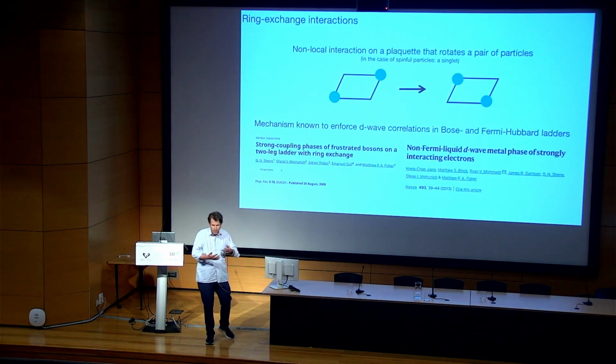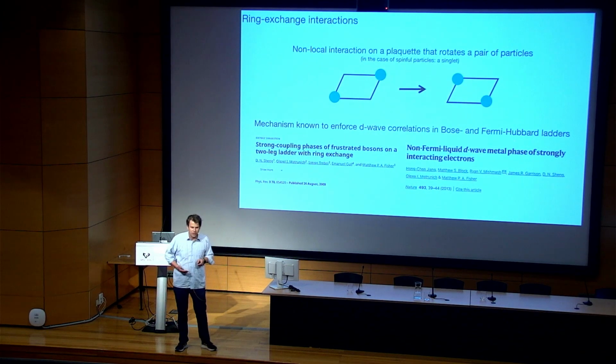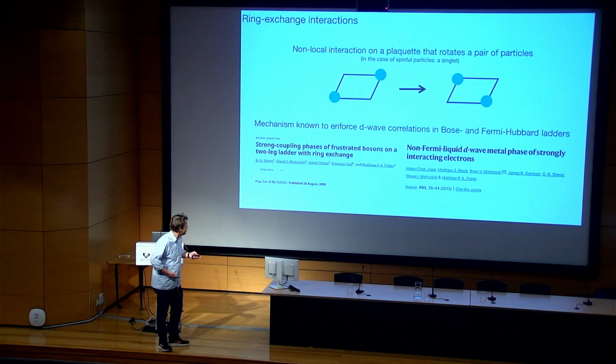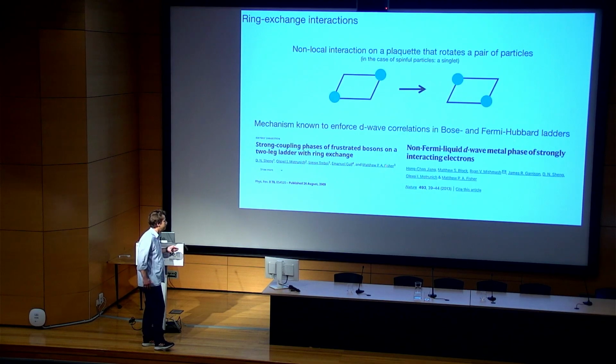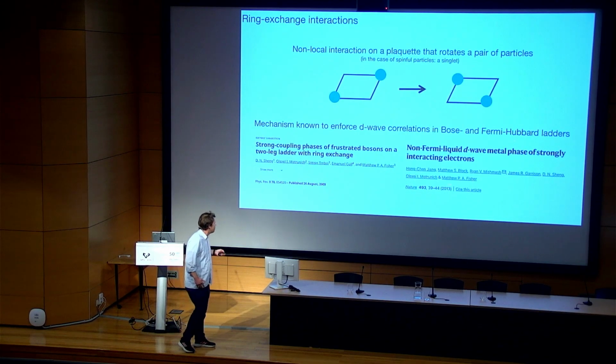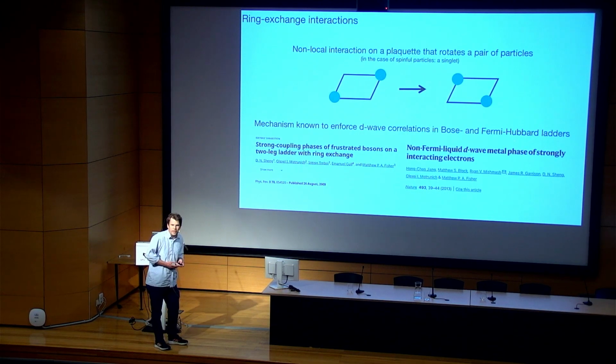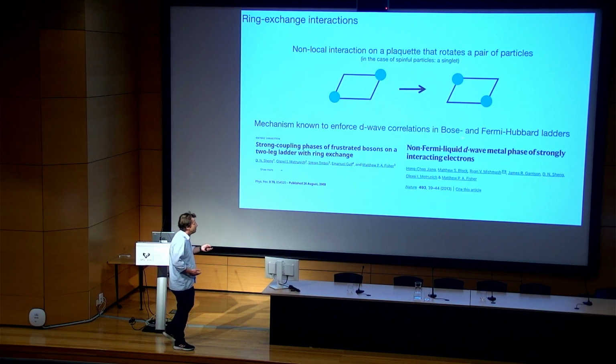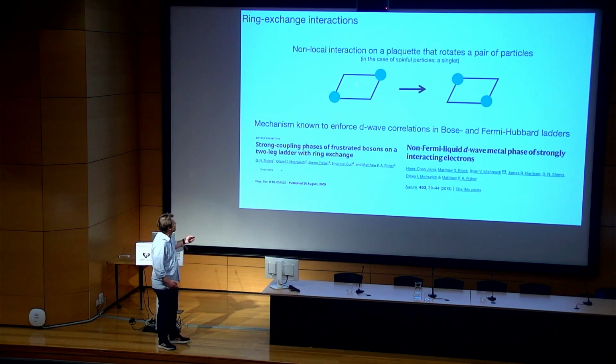So we need, of course, some interactions which produce such correlations, and it is known since this early work in Matthew Fisher's group in Santa Barbara, that there is one type of interaction, namely ring exchange interaction, which really enforces such D-wave correlations in Bose and Fermi-Hubbard systems. And yeah, so this is how ring exchange interactions look.